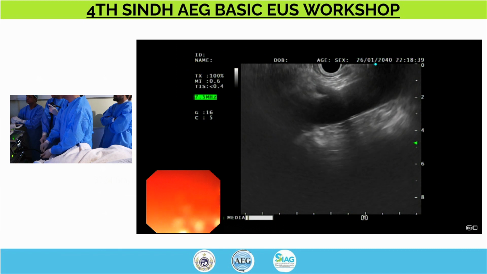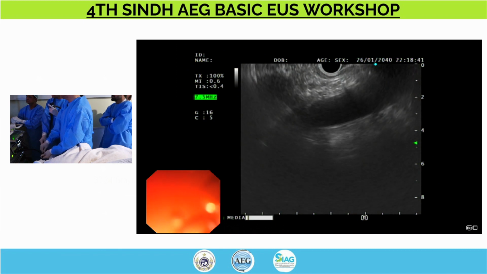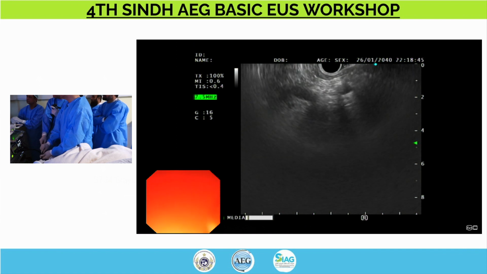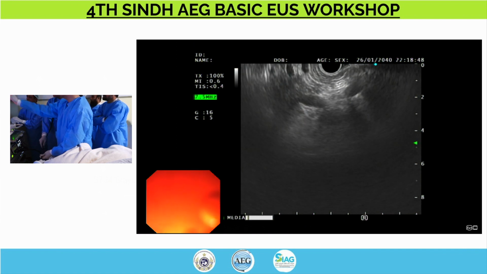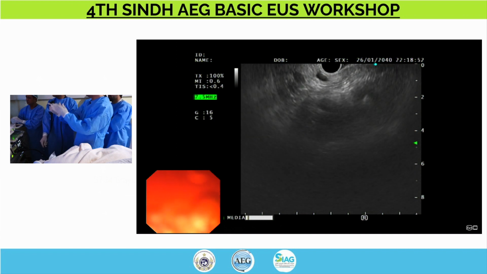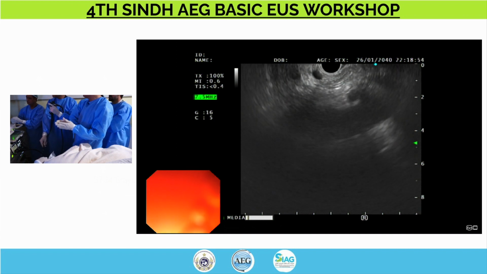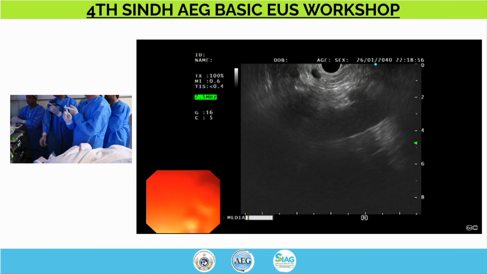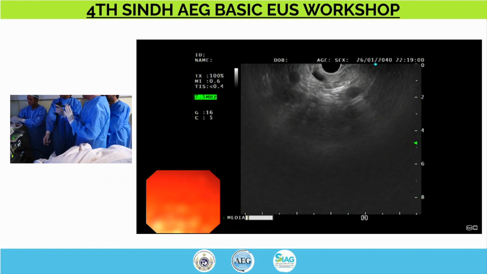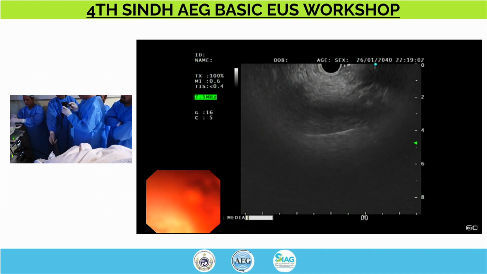Next, from the celiac artery you have to go to the splenic artery. From the splenic artery to the splenic vein and then to the pancreatic duct. So that's how you jump from one reference point to another, and with reference to those reference points you make your assessment of the lesion. Agreed? Agreed. Thank you sir.